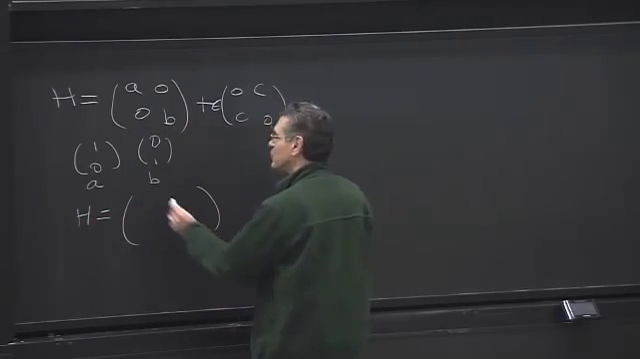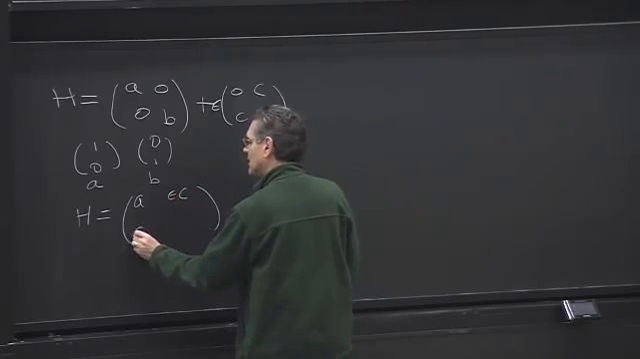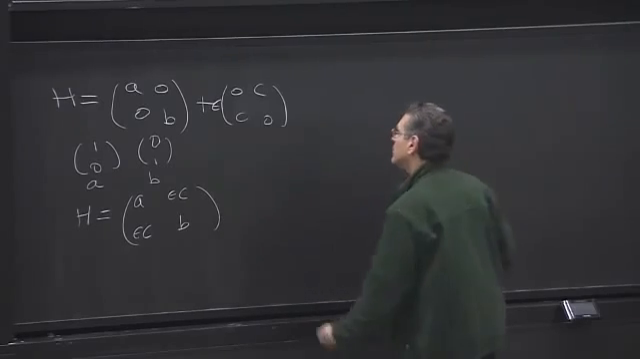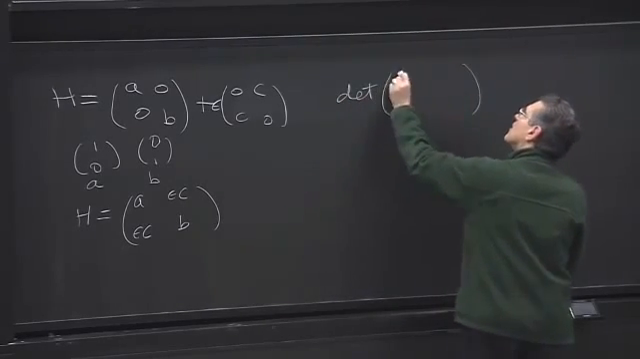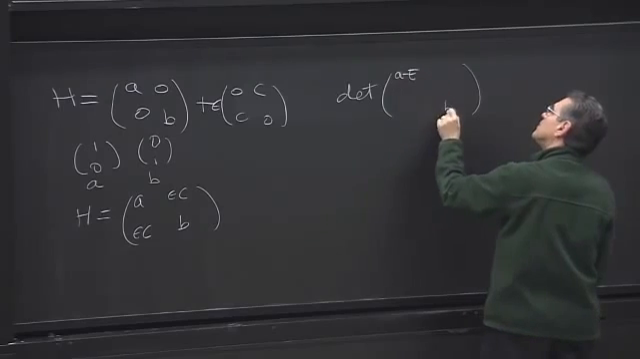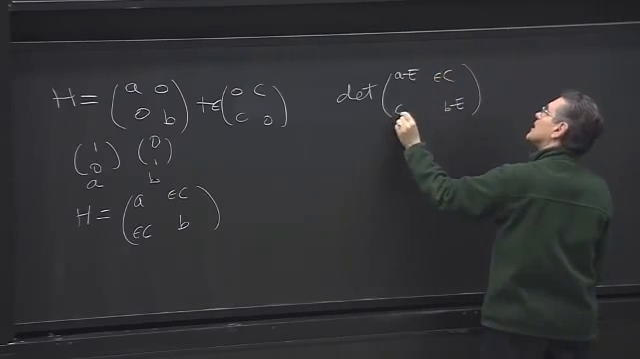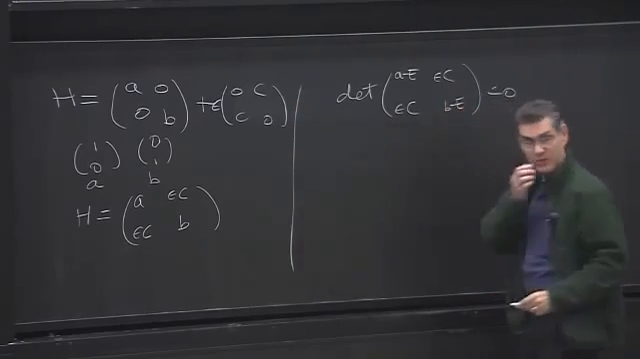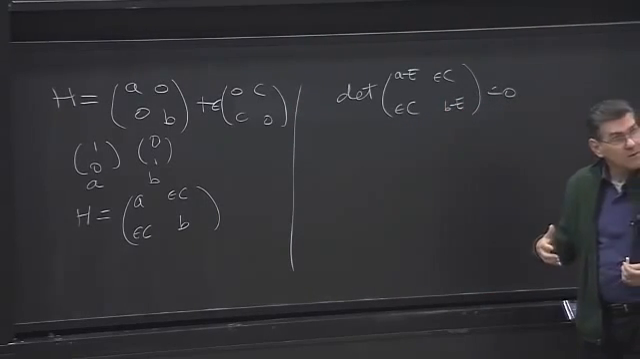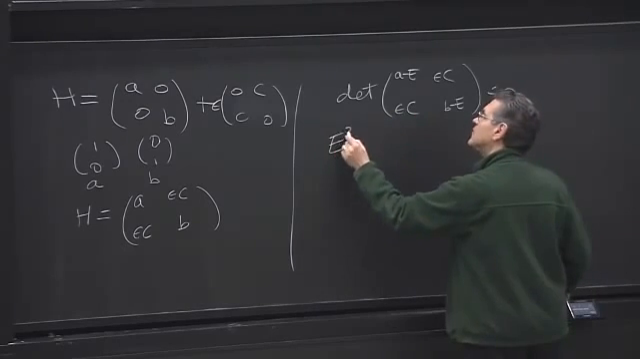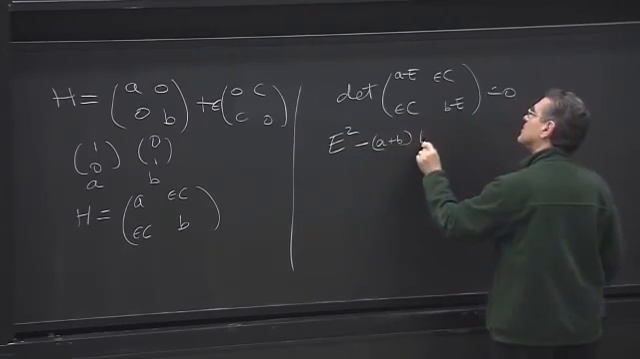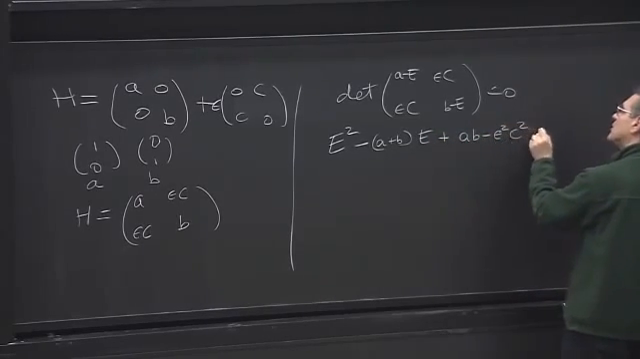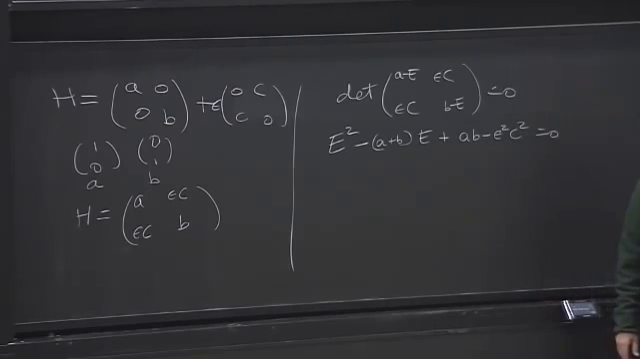The Hamiltonian is really [[A, epsilon C],[epsilon C, B]], right? And if we want to find the eigenvalues, we need to take the determinant of [[A minus E, epsilon C],[epsilon C, B minus E]] and set that equal to 0. That'll give me the energies of this system. All right? So if I calculate the determinant, I get E squared minus (A plus B) times E plus AB minus epsilon squared C squared is equal to 0. That's the equation for the energies.